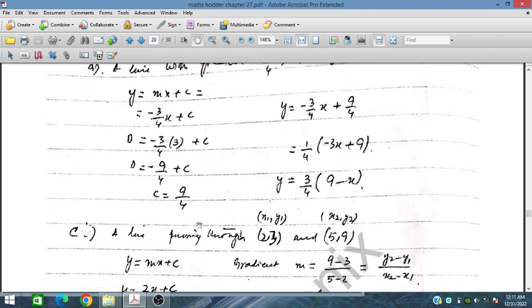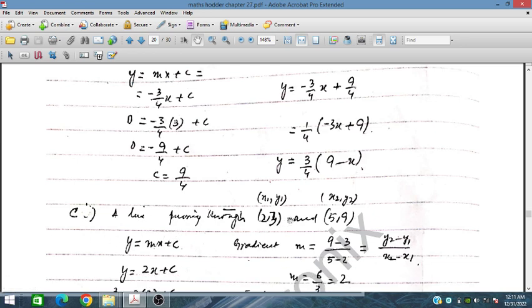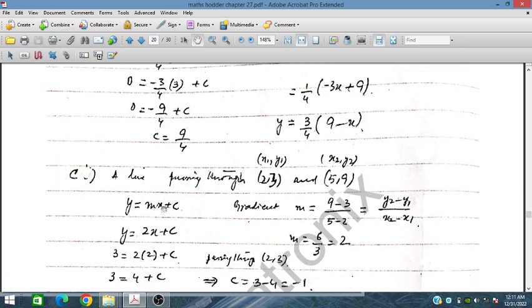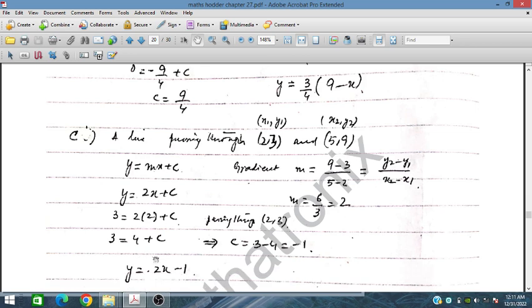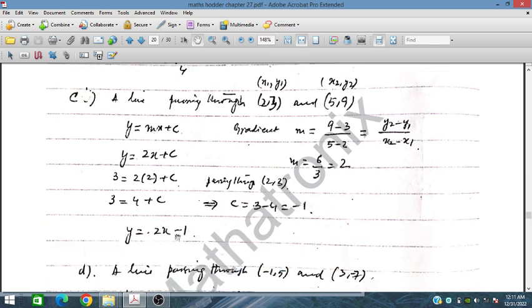So this is the line equation. A line passing through this point and this point, and y is equal to mx plus c, gradient is obtained as 2, so we'll write here 2, and we'll pass through this 2, 3, and we obtain this c is equal to minus 1 and y is equal to 2x minus 1.